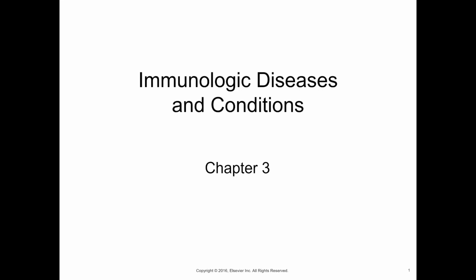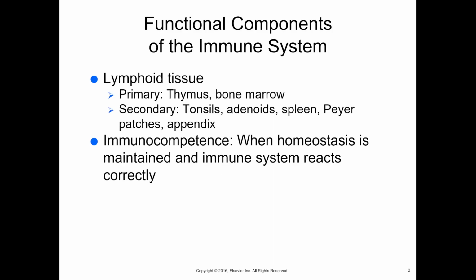All right, so now we're going to begin our discussion of Chapter 3 in Essentials of Human Disease and Conditions. We are going to be focusing on immunologic diseases and conditions today. So we're going to start with a quick overview of the functional components of the immune system.